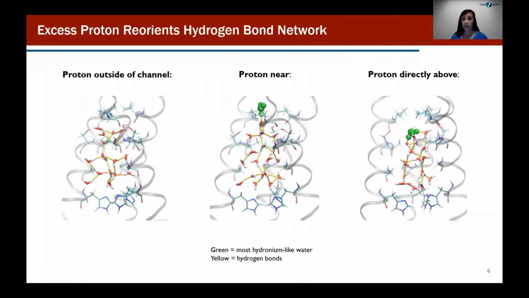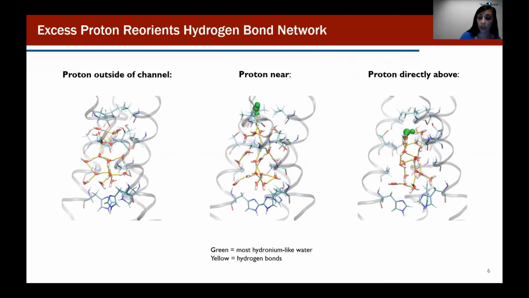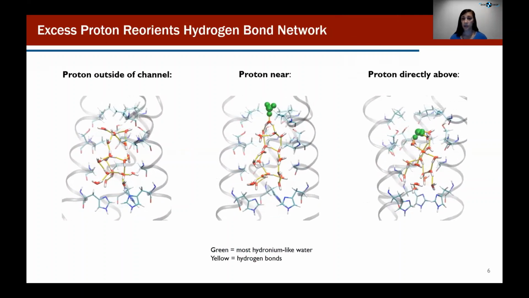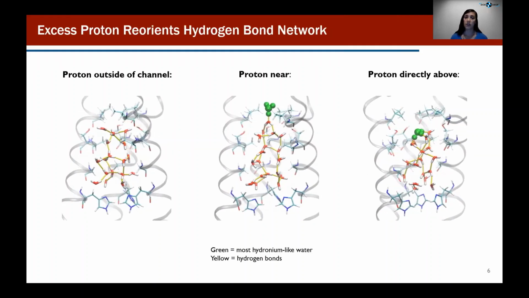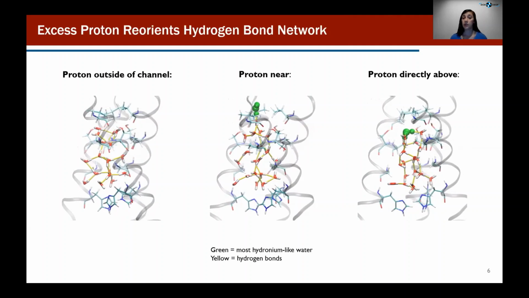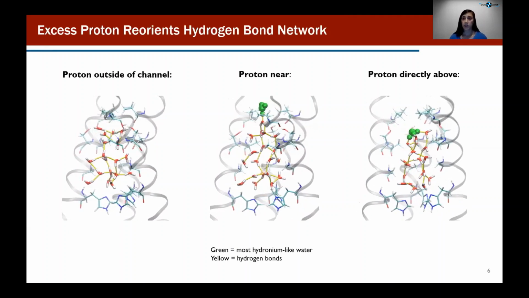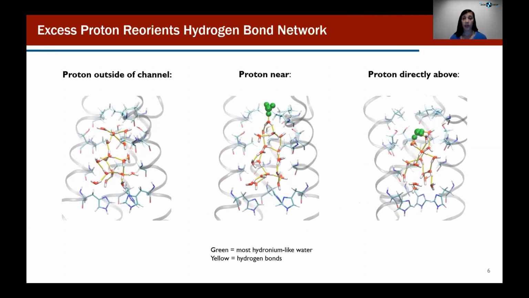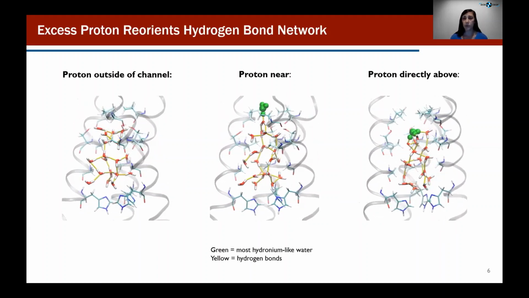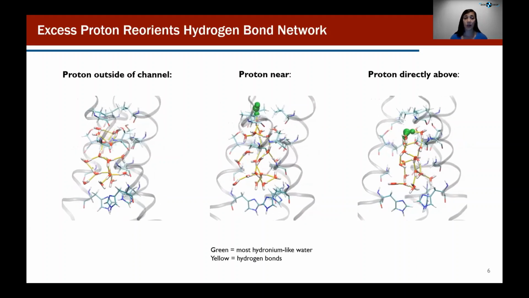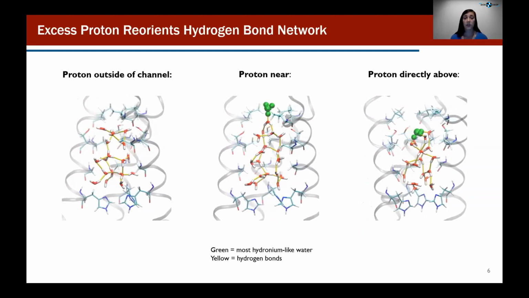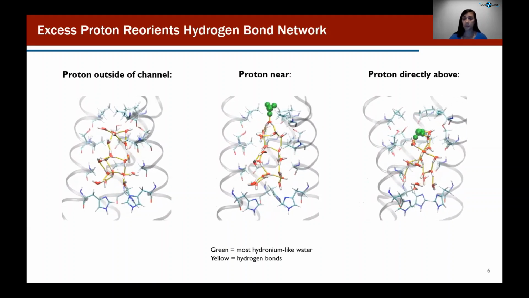So I was able to take this method and apply it to the M2 channel and ask the question of how we can better understand the proton transport mechanism by looking at these specific interactions between the proton, water, and the channel. And so here is just a first qualitative look at the kind of things that I looked at, where you can look at, as the proton moves through the channel, how do the waters respond. And if you look at it a little bit closely, you can start to see differences in the structure of the water.